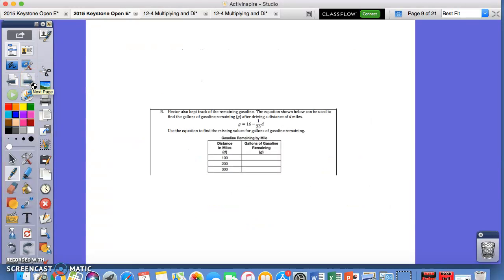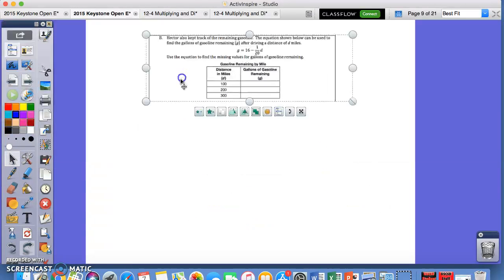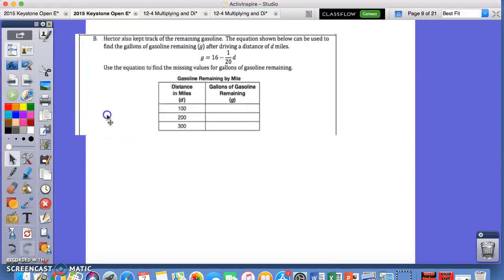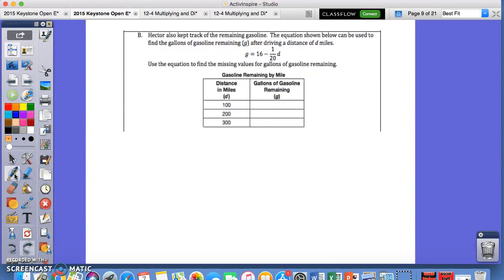For part B, Hector kept track of the remaining gasoline. The equation shown below can be used to find the gallons of gasoline remaining, G, after driving a distance of D miles. Use the equation to find the missing values. Well, all you needed to do was substitute these values in for D.